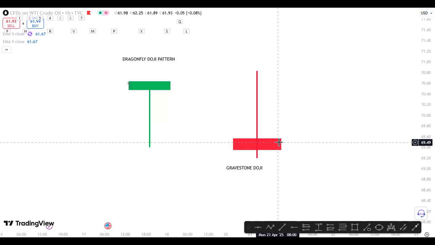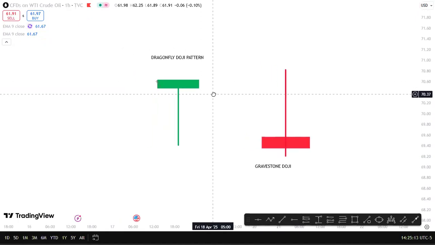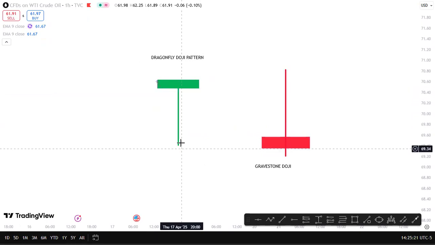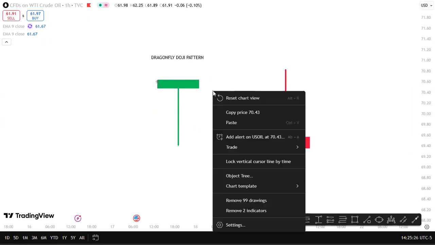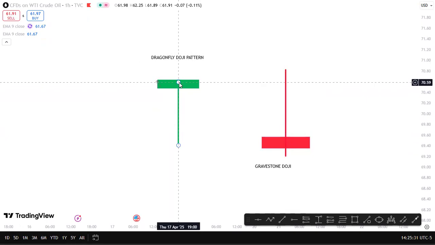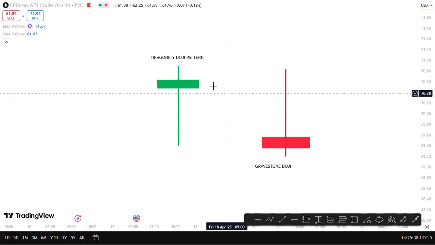What differentiates the gravestone doji from the dragonfly doji is the long wick, the tail. A dragonfly doji pattern has a long lower wick, and it's a bullish doji. While a gravestone has a long upper wick. Sometimes you can also see it like this, so it doesn't really matter. You can see it like this, or even like this. It just depends on how you see it.